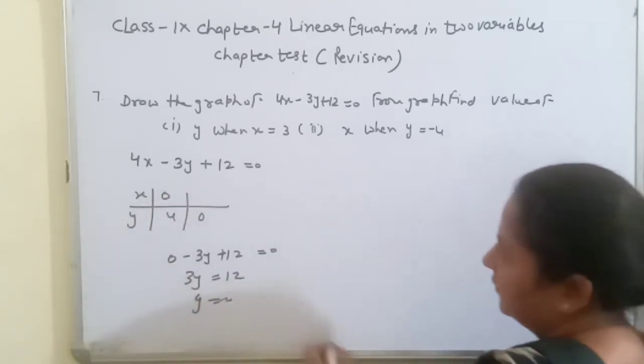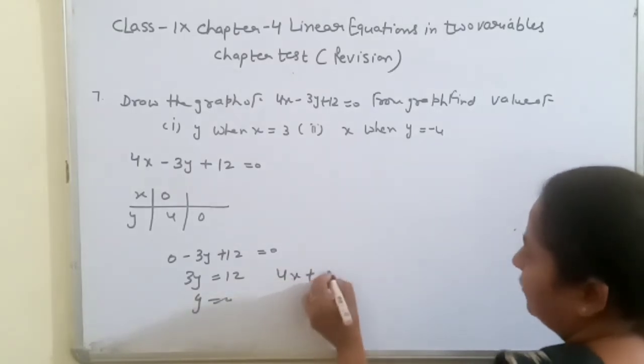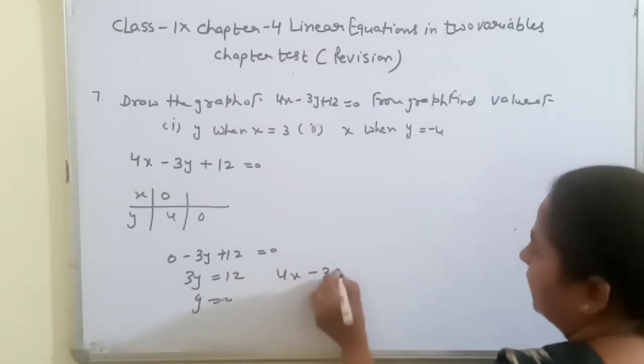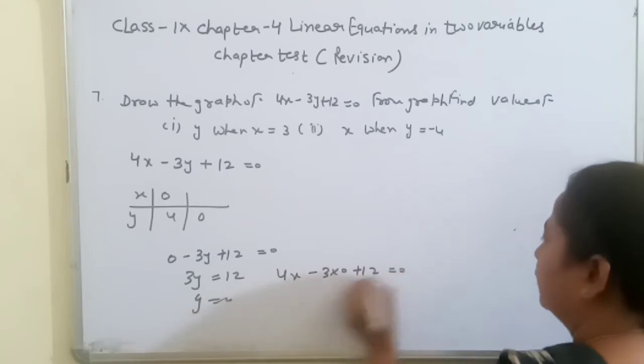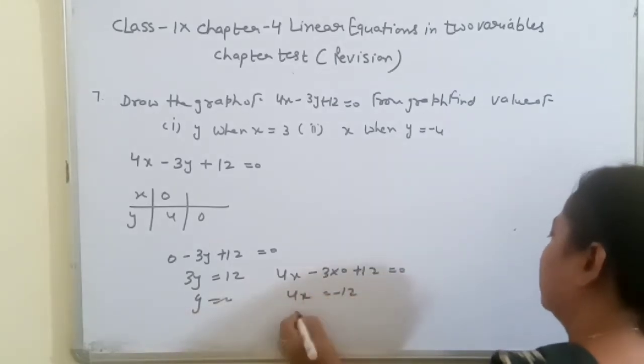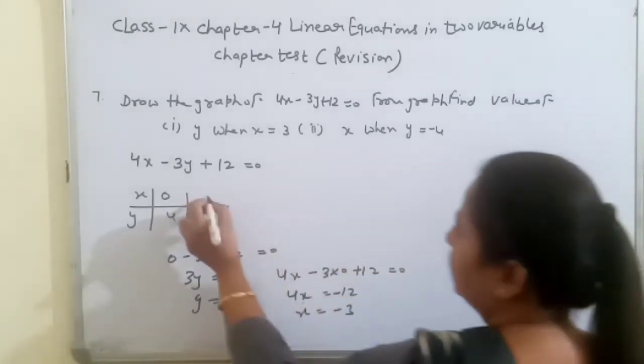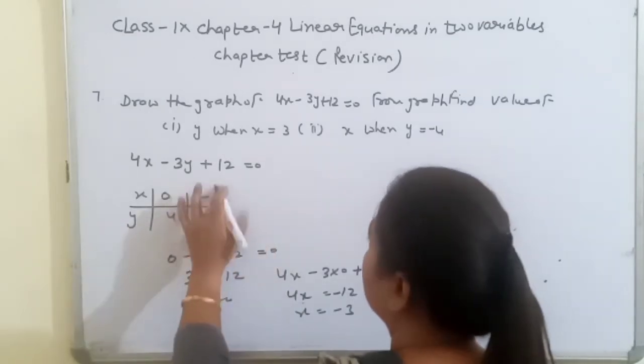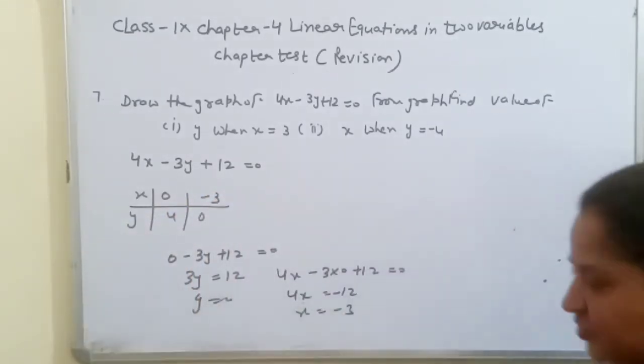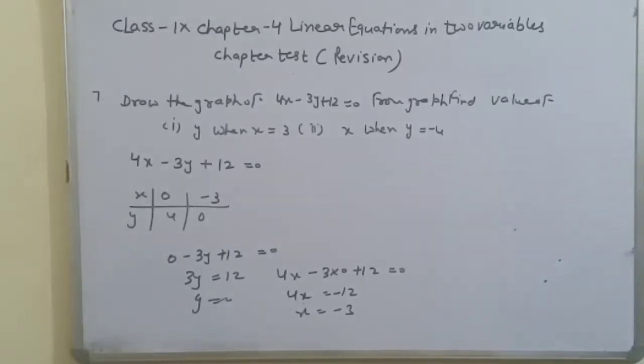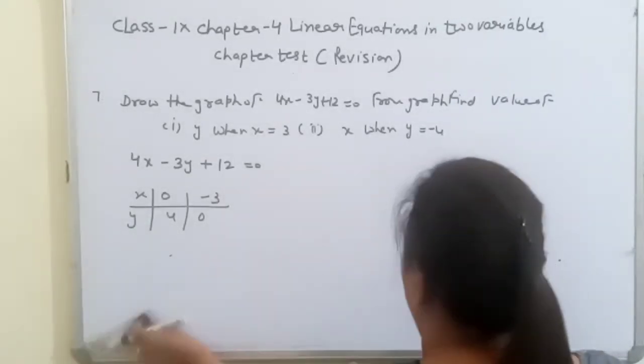Secondly we can take y as 0. When y is 0, 4x minus 3 into 0 plus 12 equal to 0, 4x equal to -12, x equal to -3. Two coordinates are sufficient for a graph. So let's draw a graph.